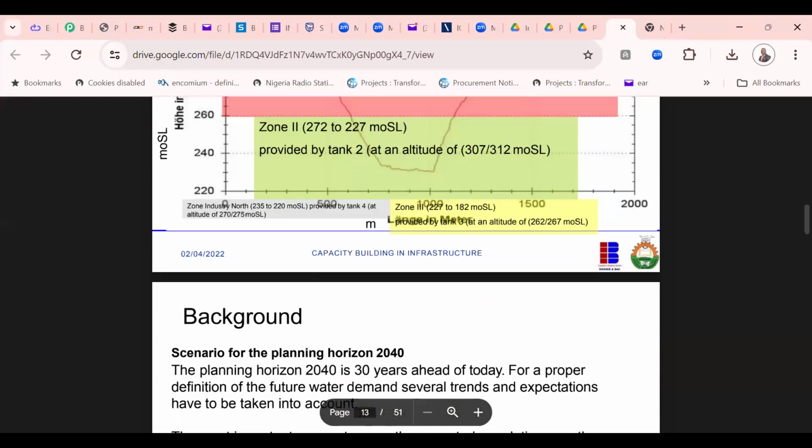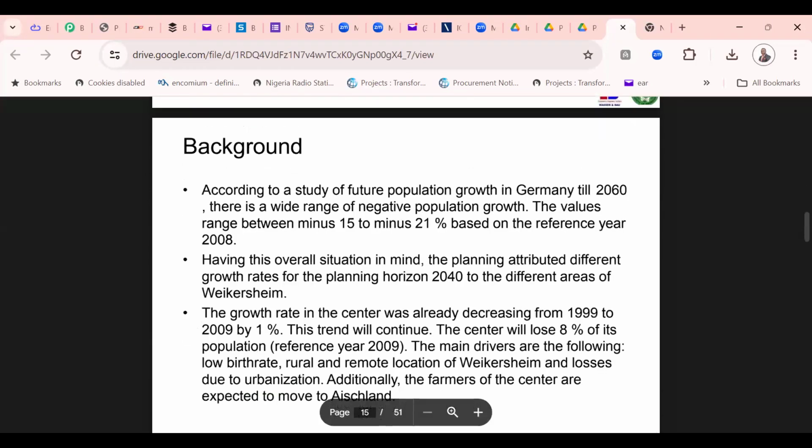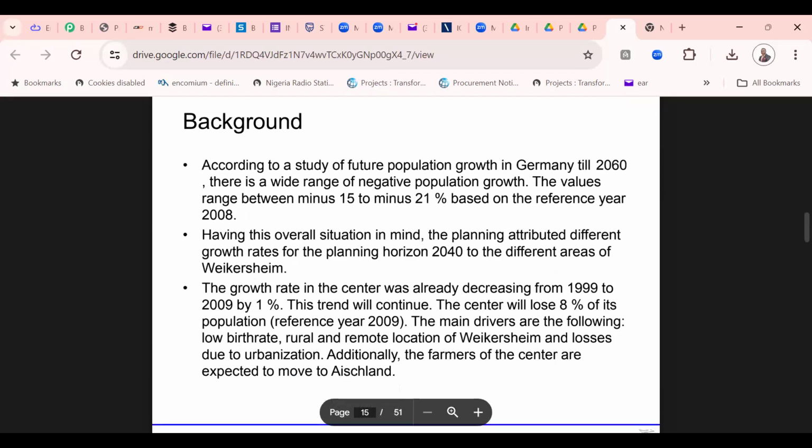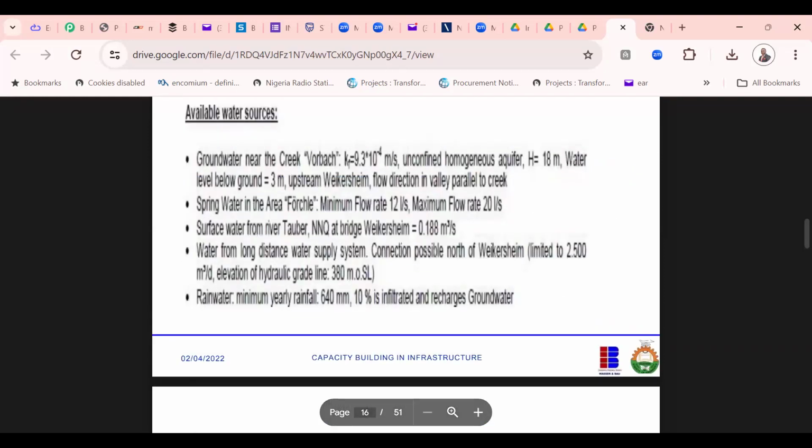So after doing that, you now start to plan the water system. You talk about the background. I talk about the background. You talk about why you are making your decisions and why your decision is important. Then the next thing, you now go to water source. What water source am I using? There are many available water sources. You can use groundwater. You can use spring water. You can use surface water. You can use water from long distance water supply.